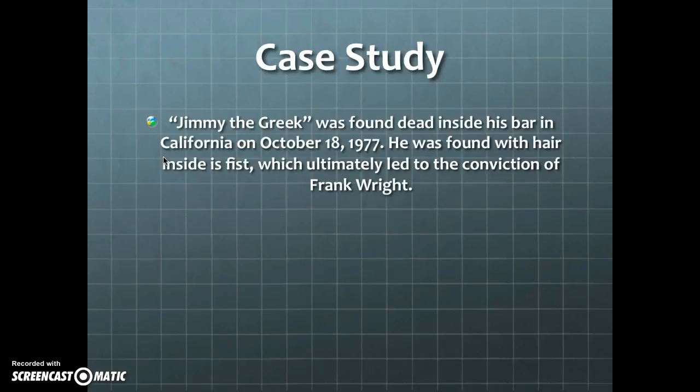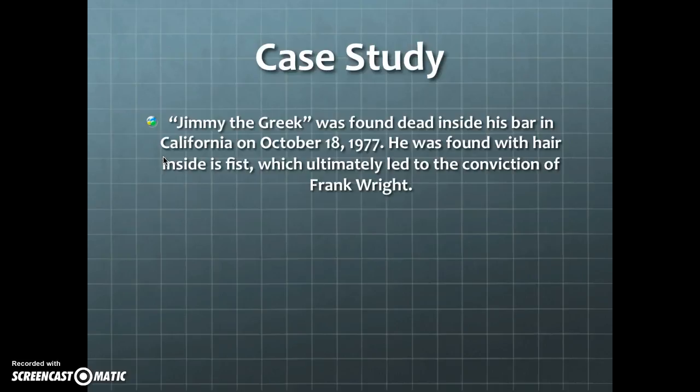So in California, on October 18, 1977, Jimmy the Greek was his nickname. He owned a bar, and it was known that he had a scuffle with another man who was later known to become Frank Wright, and this led to Jimmy the Greek being found dead inside of his bar later that night. He was found with hair curled up in his fist, and they weren't able to send it in at the time.